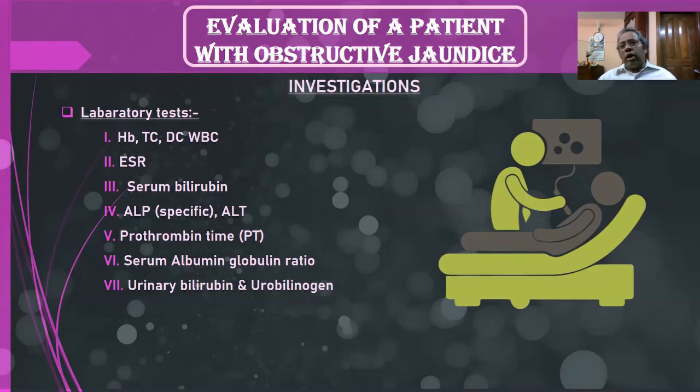And also give the serum albumin. Albumin is produced in the liver, so the albumin globulin ratio is altered. If the albumin level is declined, then the globulin is increased, so the ratio is altered. It also signifies that the patient has some liver function impaired. Urinary bilirubin and urobilinogen: urinary bilirubin is also a diagnostic tool that the patient has, to some extent, obstructive jaundice.